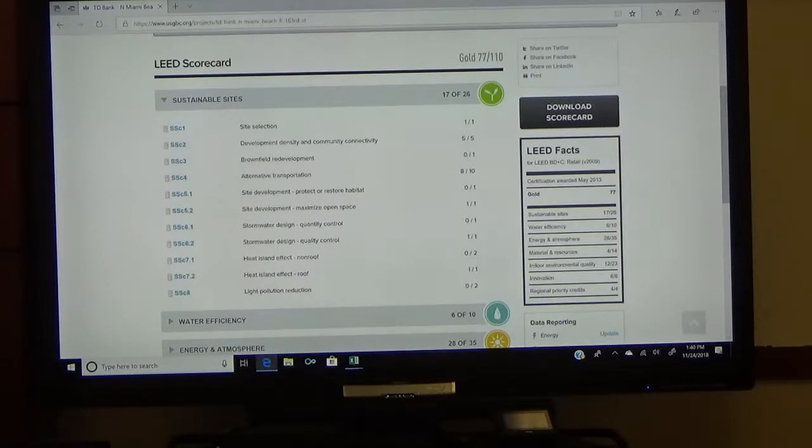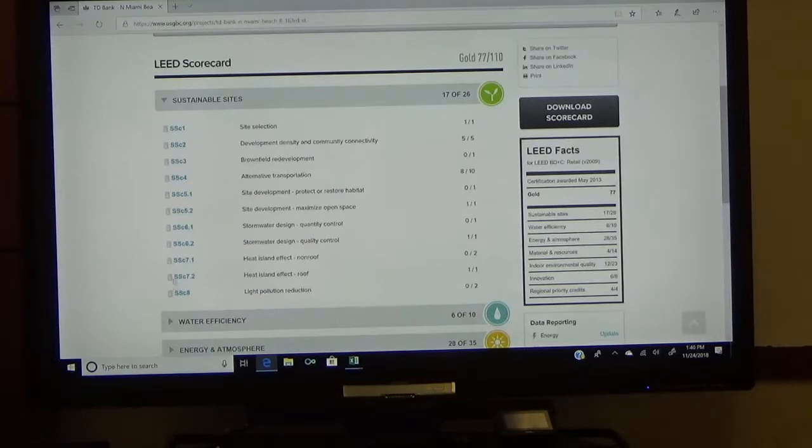And you can drill down on some of these things and get some ideas, but it's also just interesting to see what kinds of things they're actually rewarding folks for. So just on the site piece: stormwater design, okay, once again, like we talked about earlier, brownfield redevelopment, okay, light pollution reduction, okay.